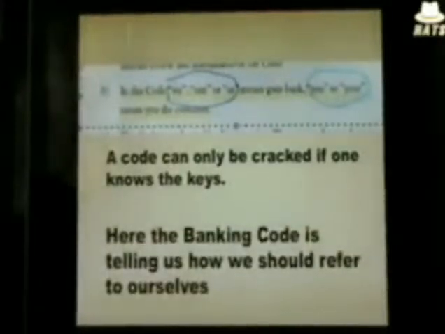So here it is a bit. You should be able to see it a bit clearer. In this code, we, our, or us means your bank. You or your means you, the customer. You'll need to understand this because this is a code and it can only be cracked if you know the keys. So now what we're doing is we're cracking the code for you.